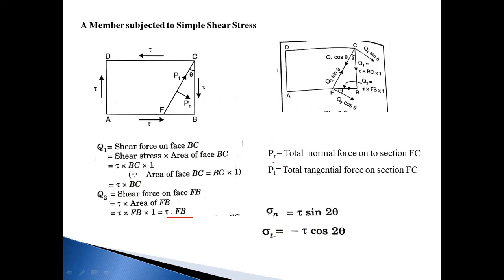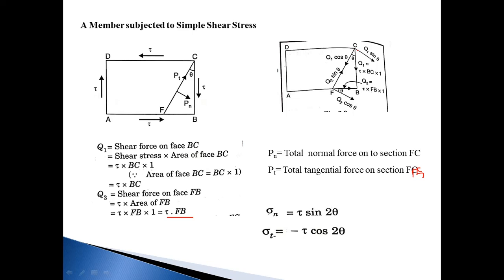Then we require to find Pn and Pt. Pn means the total normal force on the section FC, and Pt the total tangential force on section FC. So I want to resolve Q1 and Q2 on the basis of this FC line.